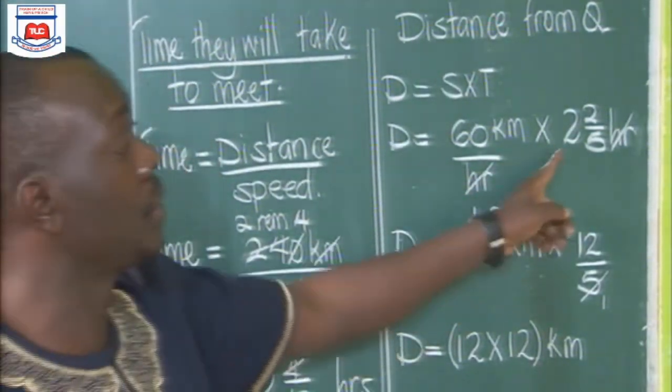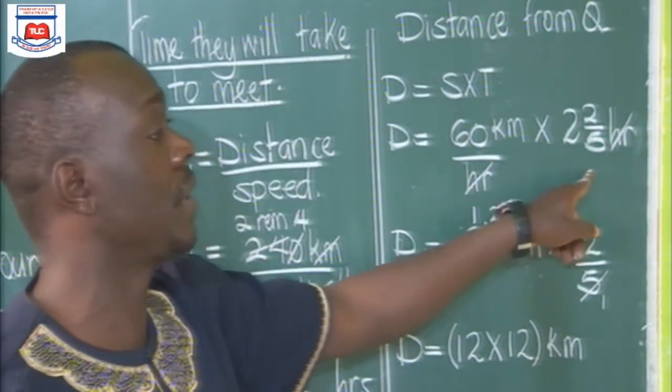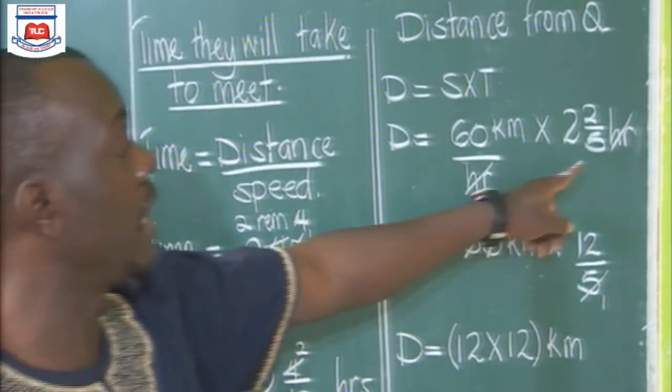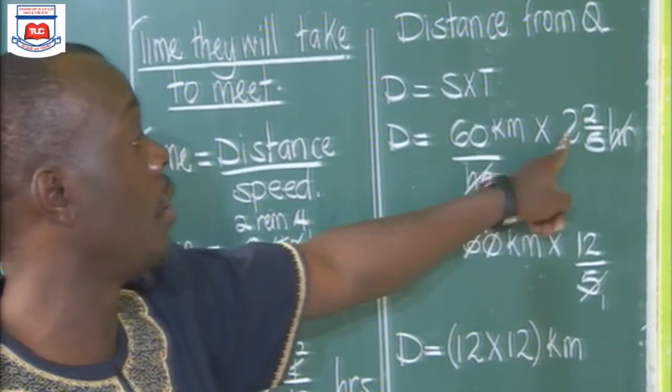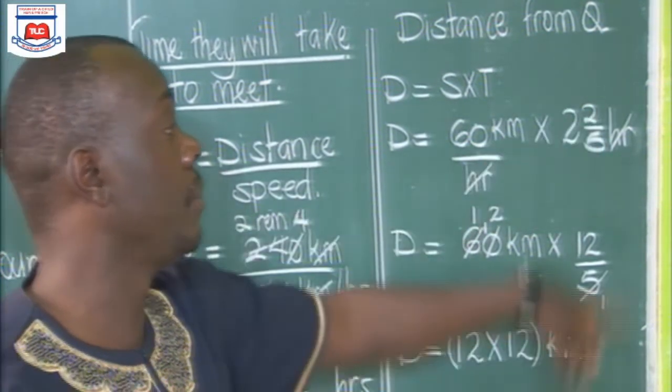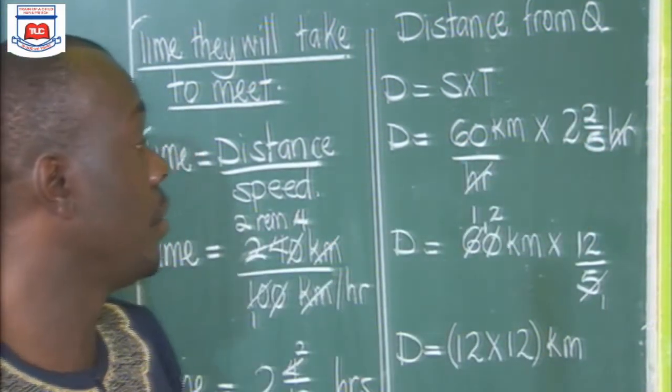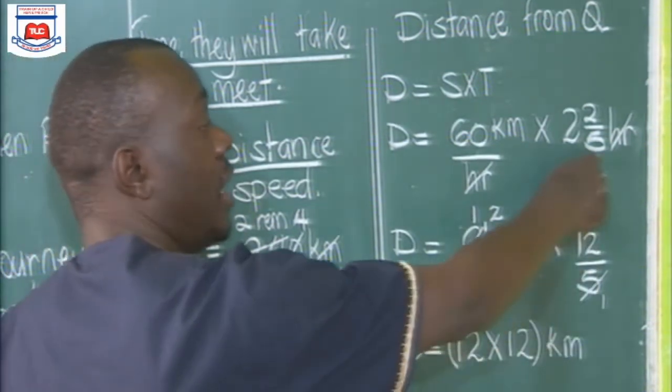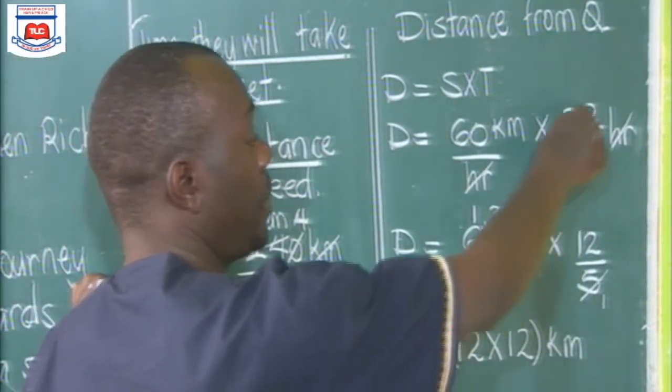Then convert 2 and 2/5 mixed fraction to an improper fraction by multiplying the denominator by the whole number plus the numerator, over the denominator. So hence you say 5 times 2 is a 10 plus 2.